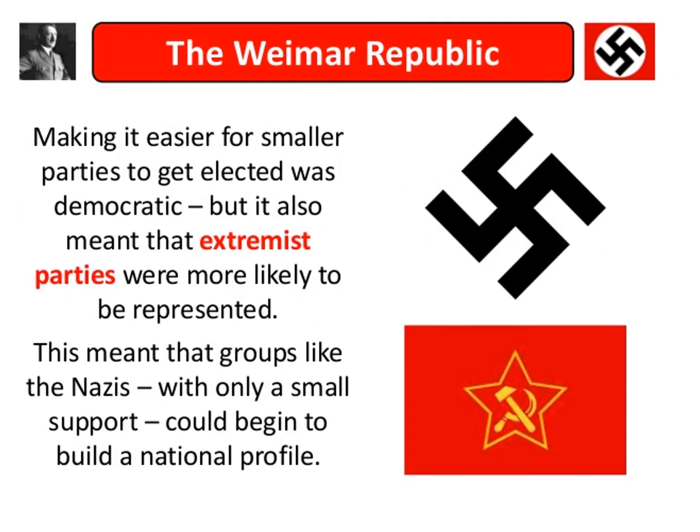This ultimately made it much easier, as we've said, for smaller parties to get elected in a democratic way, but also for extremist parties to be more represented in the Reichstag when things were going badly and they got more votes. This meant that groups like the Nazis, with only very small support, could start to build a big national profile until eventually they became the leading party.